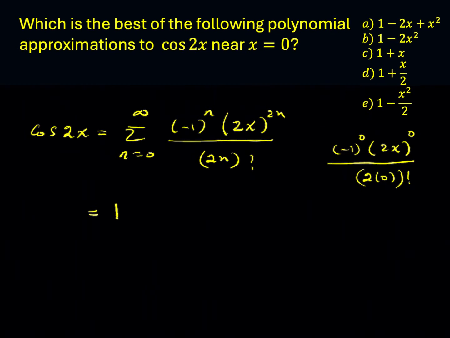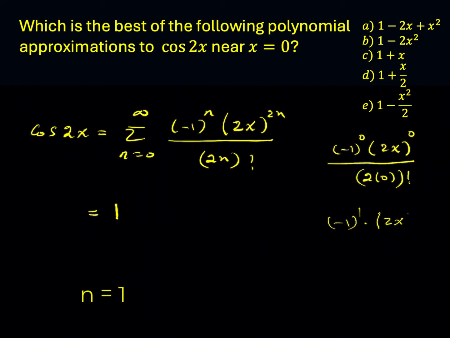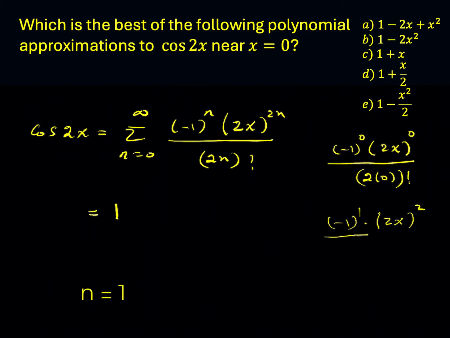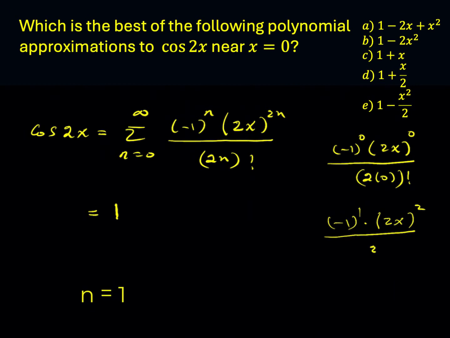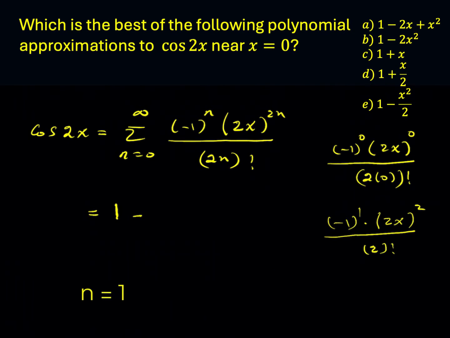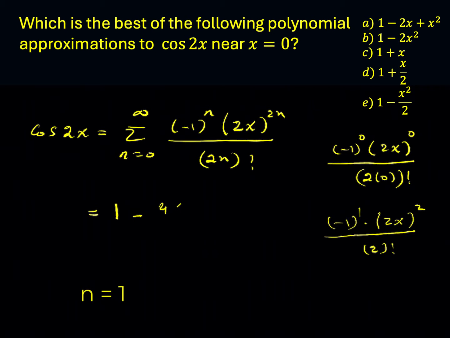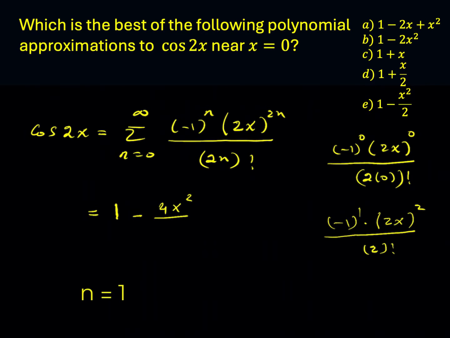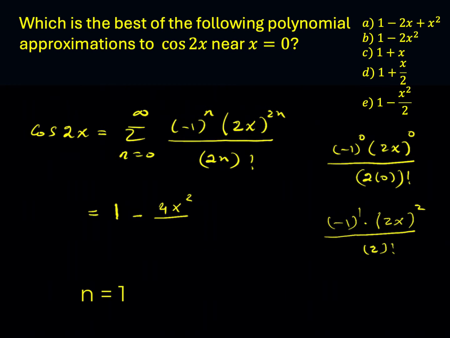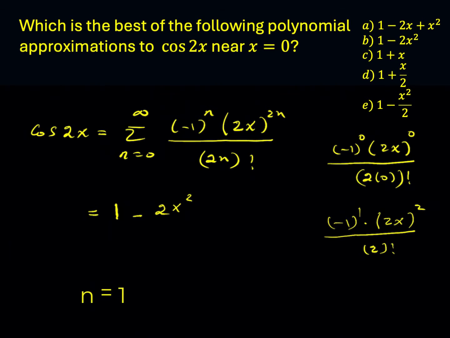Now, the second term: minus 1 to the power of 1 multiplied by 2x to the power of 2 times 1, which is 2, over 2 times 1, which is 2 factorial. So minus 1 to the power 1 is minus 1, so you get minus. Now 2x squared, 2 squared is 4, x squared over 2 factorial, which is 2, so you get 4 over 2. Let's write here 4 over 2, which is 2, you get 2x squared.